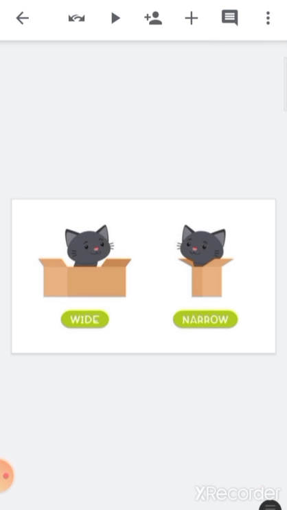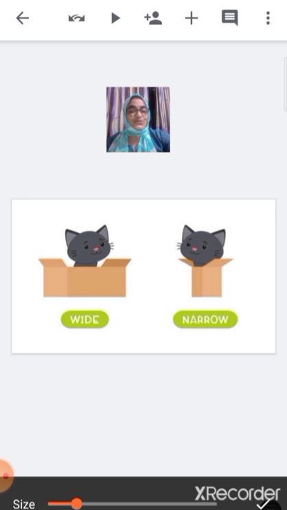Now here what can you see? You can see two cats. They are in the boxes. Now which box is wide? Which box is broad in size? This one. This box is broad in size. Whereas this box is narrow. It is limited in size. The sides of this box are closer to each other. So it is narrow. So this is wide. This is narrow.